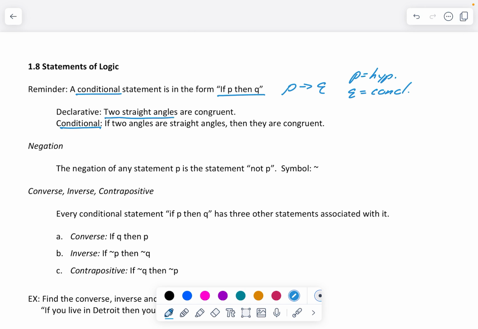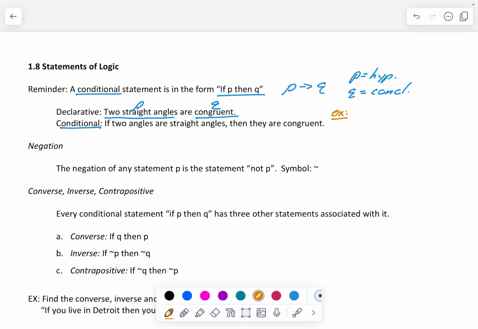So in other words, we have two straight angles. That's going to be our hypothesis. And then our conclusion, I should probably do P and Q. So that's our P, and then this is our Q, right? So if two angles are straight angles, then they are congruent. I sometimes think this is the most challenging part, taking a statement and making a conditional statement. So let's try another example.